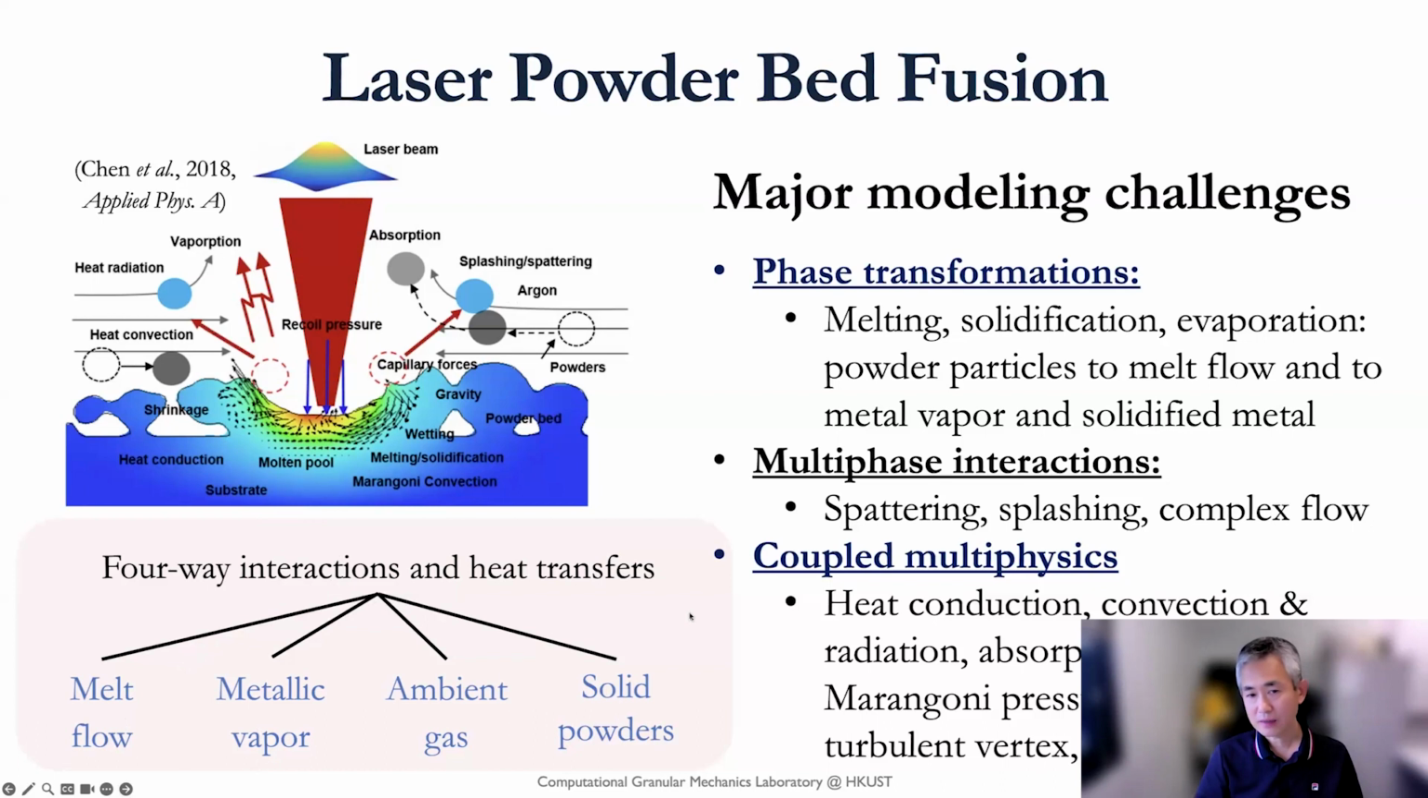Okay, and these are four phases because at the beginning we have only metal powder in a solid state, but it will experience melting, and then when the metal liquid cools down, it experiences solidification, and also the metal liquid can become evaporation, and also the powder particle to metal flow and to metal vapors. So this is a very complicated multi-way phase transformation. Okay, and we need to consider that here.